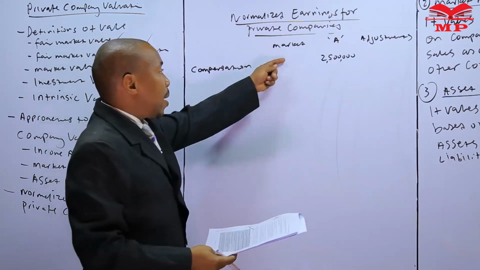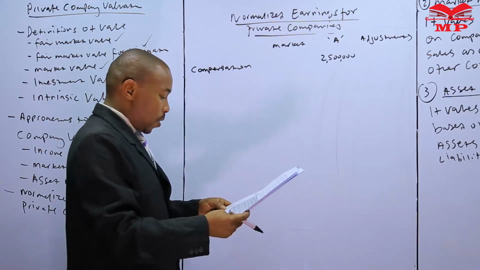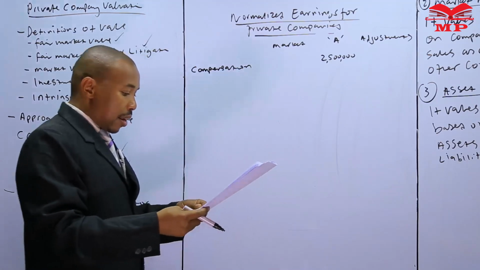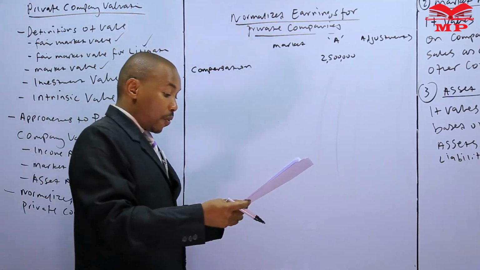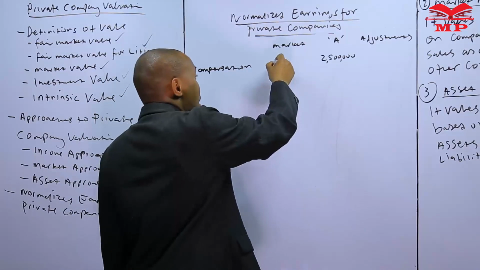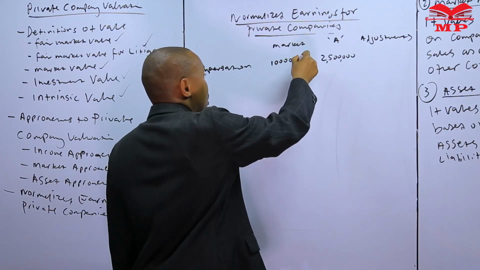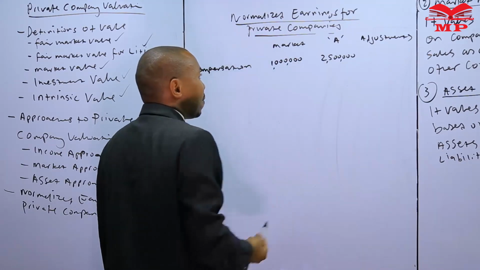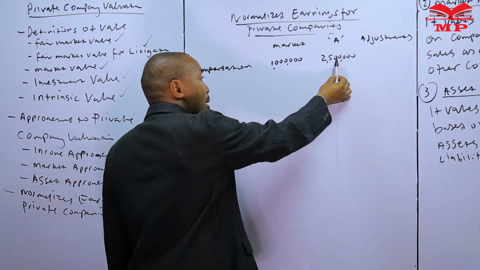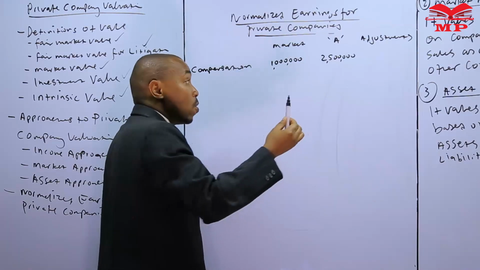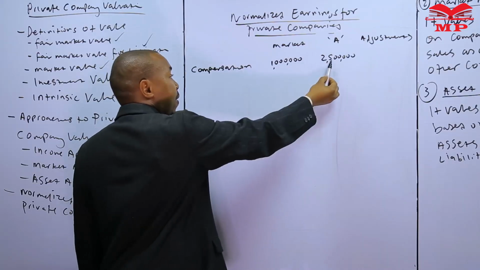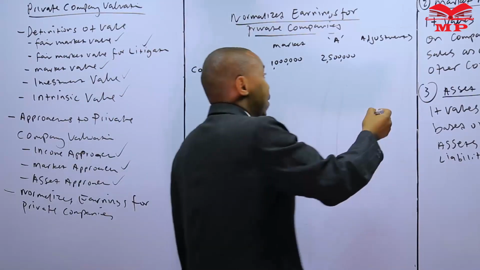But what are the market levels as far as compensation is concerned? We're told down there after point number 4 that an analyst determines that a market-based compensation figure for Tim's position is 1 million. So here we have 1 million, and here we have 2.5 million. We must reduce this so that we can estimate the correct value of normalized earnings. We reduce this by how much? 2.5 minus 1 million, we get 1.5 million.